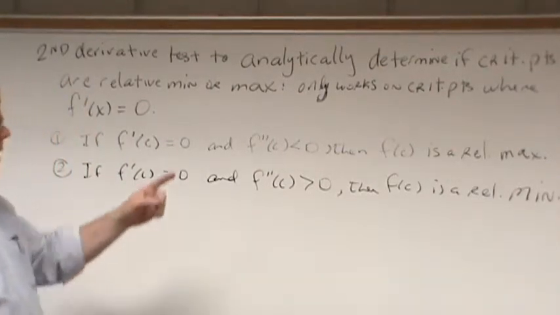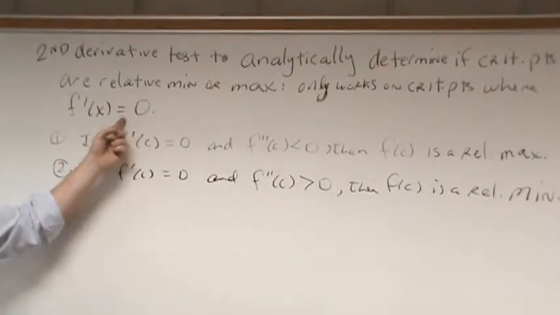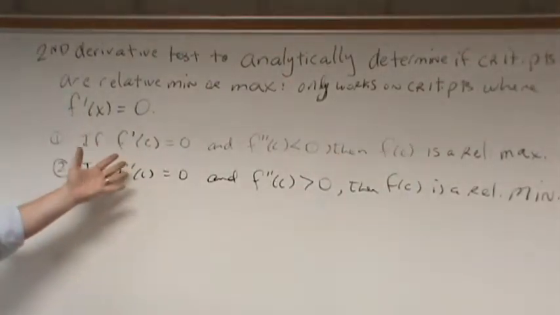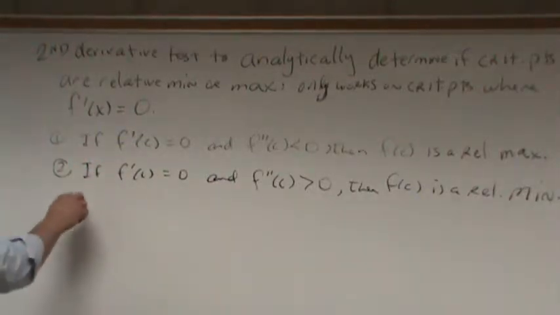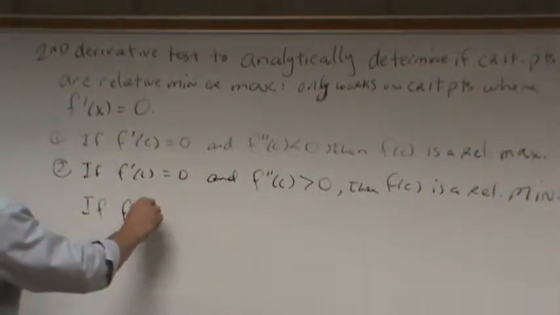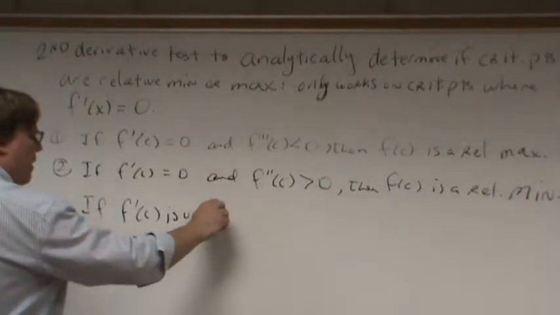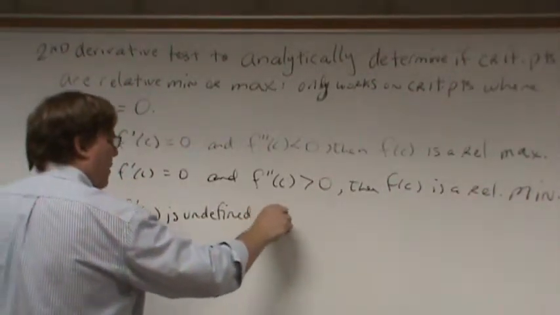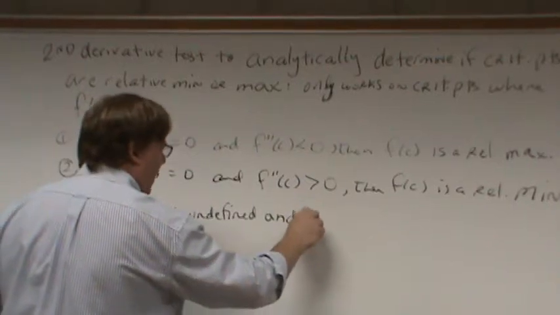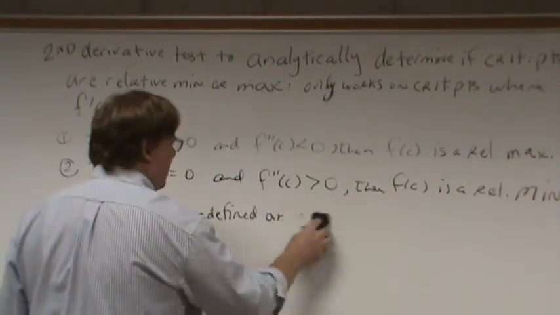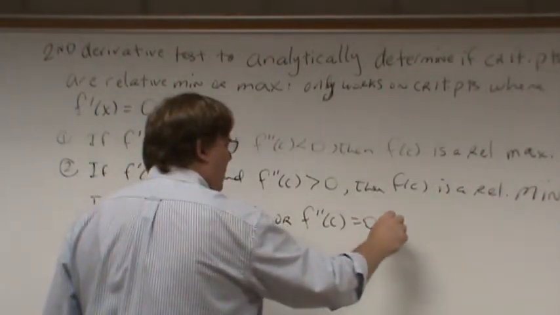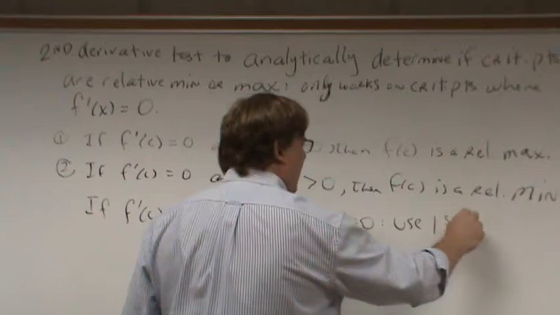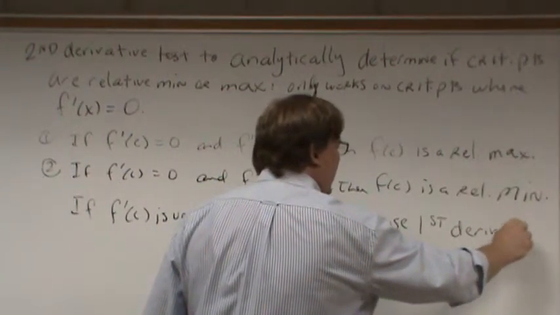That's it. What about those critical numbers where f prime is undefined and not 0? Can't use the second derivative test for those. What special test that isn't the second derivative test are you going to have to use? First derivative. Yeah, exactly. So if f prime of c is undefined, or f double prime of c equals 0, use the first derivative test. Because the second derivative test isn't availing you anything.